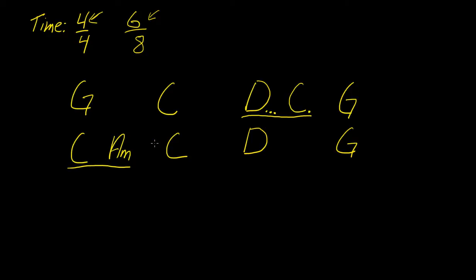If you can, try to count this out with me unless you're playing your instrument. That way you can know exactly how to count this. Let's count this together at about this tempo. 1, 2, 3, 4. G, G, G, G. C, C, C, C. D, D, D, C. G, G, G, G. C, C, A minor, A minor, C, C, C, C. D, D, D, D, G, G, G, G.